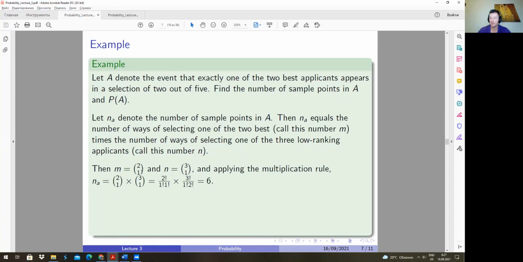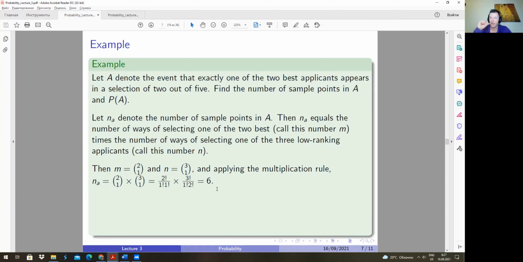So here I calculate the combinations of 1 out of 2. Here it's going to be 2. And I calculate the combinations of 1 out of 3, which is 3 factorial over 1 factorial times 2 factorial, which is just 3. And then I multiply 2 by 3 and I have 6. Right, so we have the same 6 as we counted manually in that previous example.